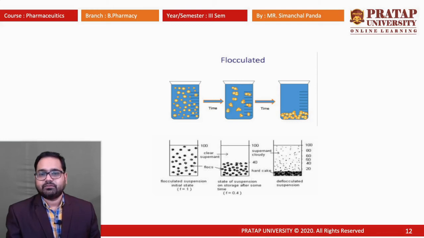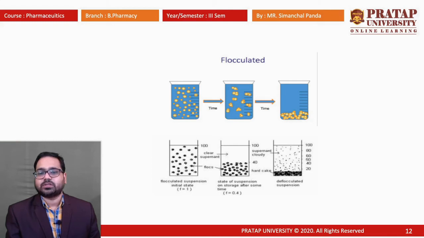But in case of deflocculated suspension, we can see here that previously the height was 100, but after some time it will go for the sedimentation. Particles will come down and they will settle down slowly. And once the particles are settling down, we can see here the height is 40. So F is becoming 40 divided by 100. That means the final height is 40 and initial height was 100. So 40 divided by 100 is equal to 0.4. Here the F value is 0.4.